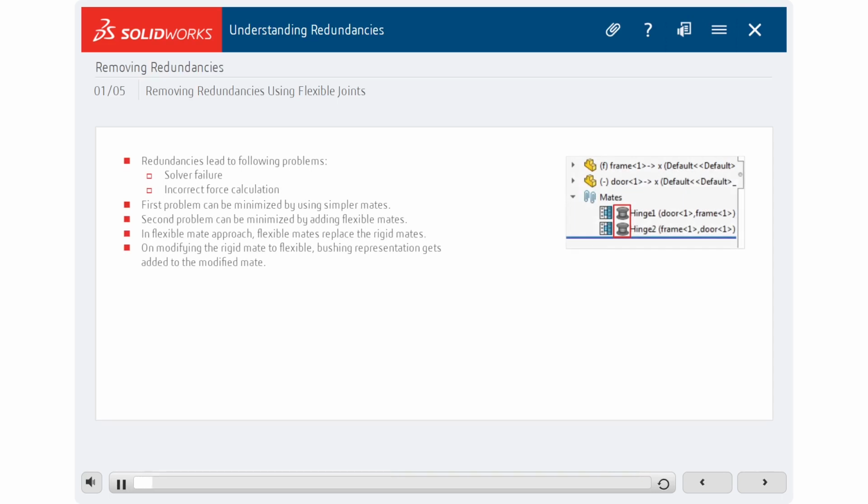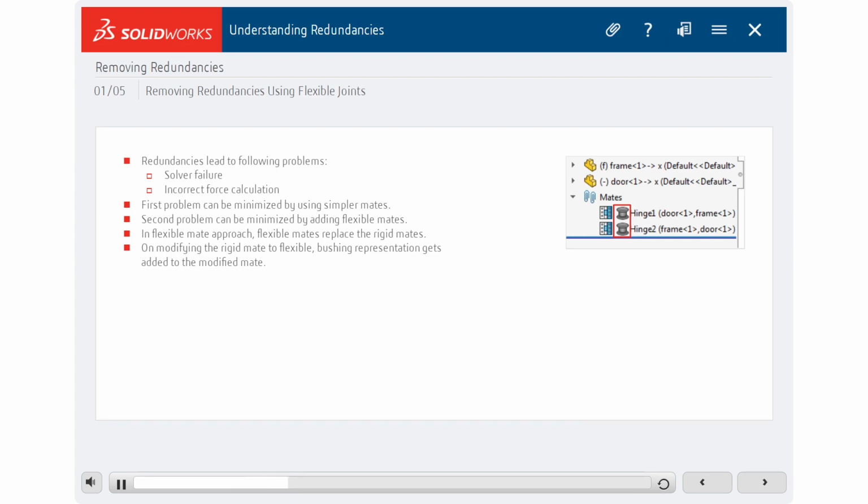Redundancies may lead to two problems. The first problem is solver failure, which means the motion solver is not able to solve the motion study. The second problem is incorrect force calculation. The first problem can be minimized by using mates which closely represent the mechanical connection in a real product, or by using simpler mates, such as point on axis.